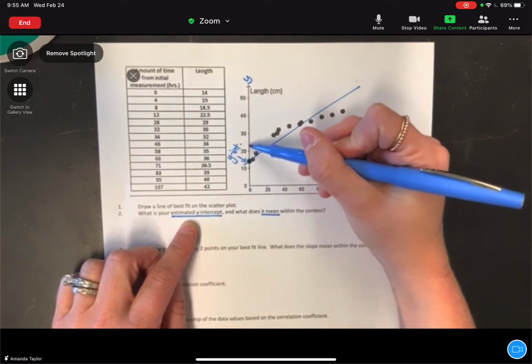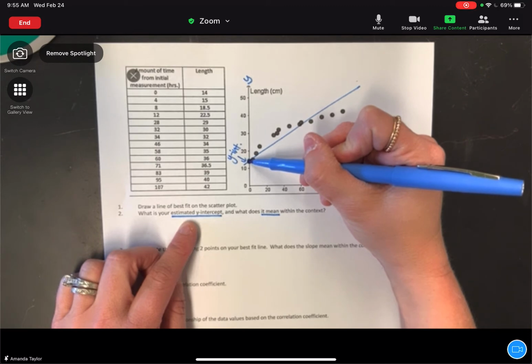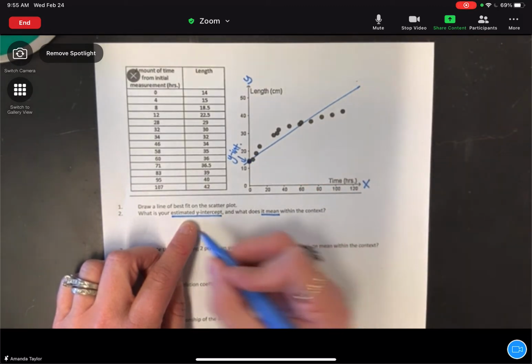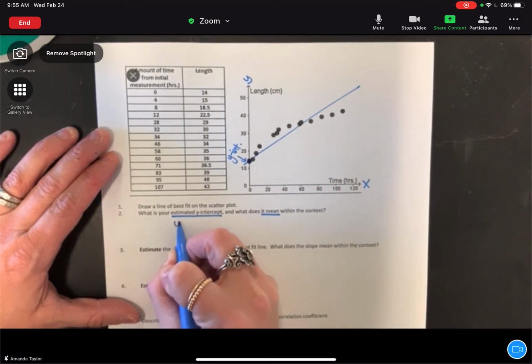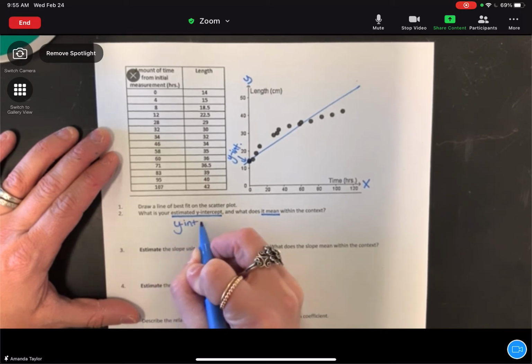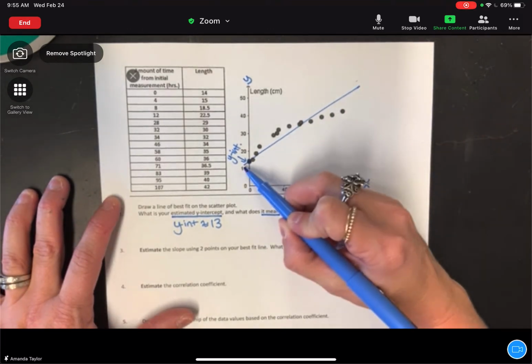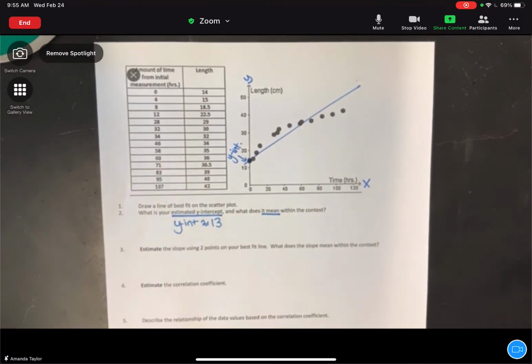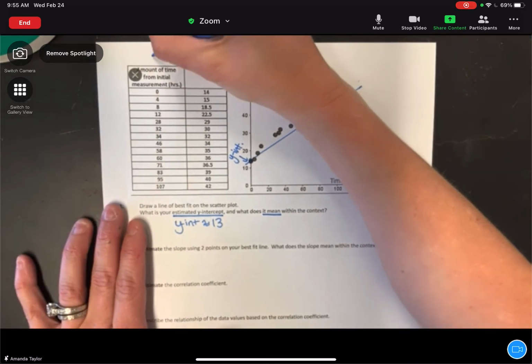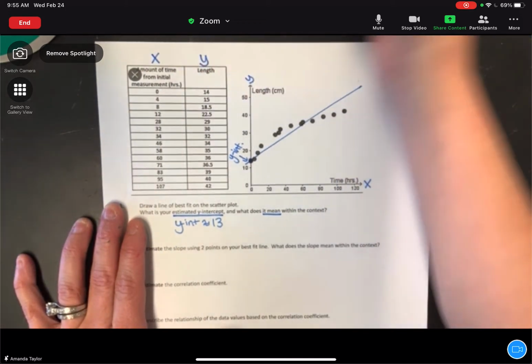Because these are going by tens, what would you say that is? 13? I'm good with 13. So the y-intercept is about 13, right? And what does it mean in the context? I know that a y-intercept of 13 means that this line of best fit crosses the y-axis at about 13. But what does that mean? What's going on in this problem? What are we talking about? Here's my x's, and there's my y's.